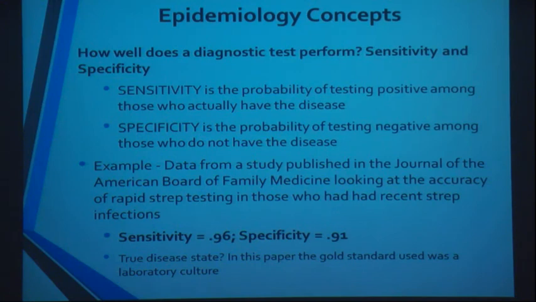So an example, data from a study published in the Journal of the American Board of Family Medicine looked at the accuracy rate of rapid strep testing in those who had a recent strep infection. So how well is it picking these people up? Sensitivity was 0.96, specificity 0.91. Always ask yourself when you read a paper that's reporting sensitivity and specificity, what's the true disease state they're comparing it to? There's got to be some sort of gold standard. In this case, it was a laboratory culture. Decent gold standard, right, for this kind of test?